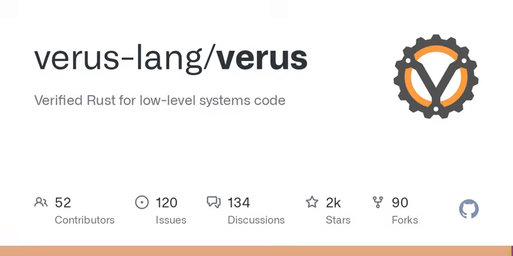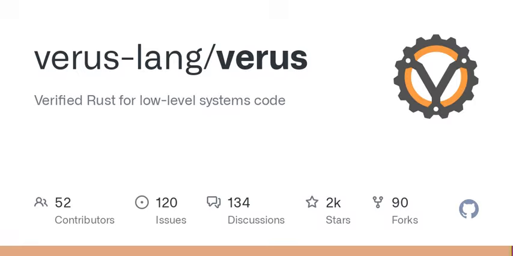Today we're diving into a fascinating tool that aims to bridge the gap between code correctness and the Rust programming language, Verus. It's an innovative project doing some really interesting work in the world of software verification. So, what exactly is Verus?